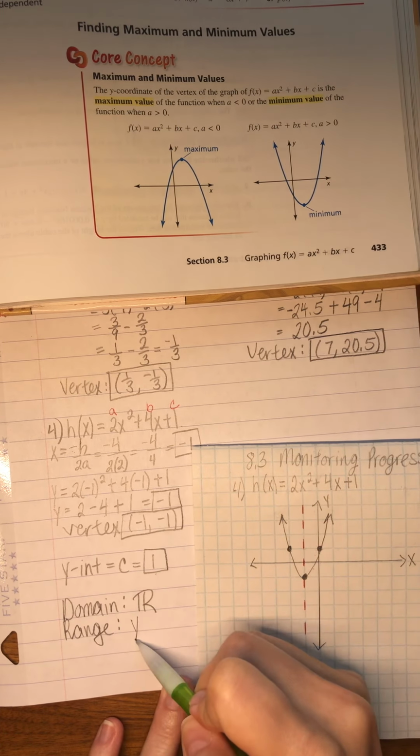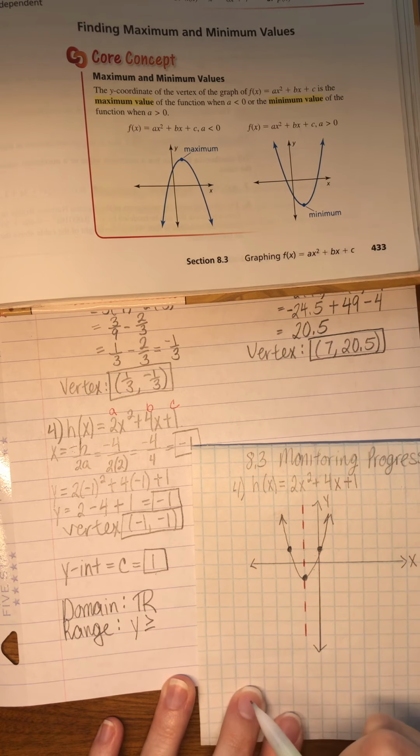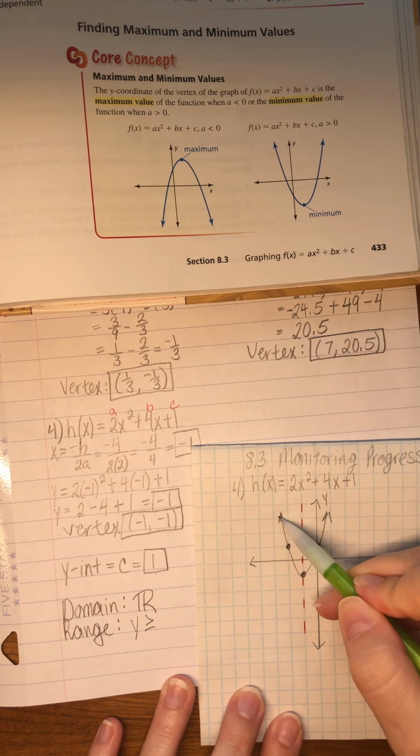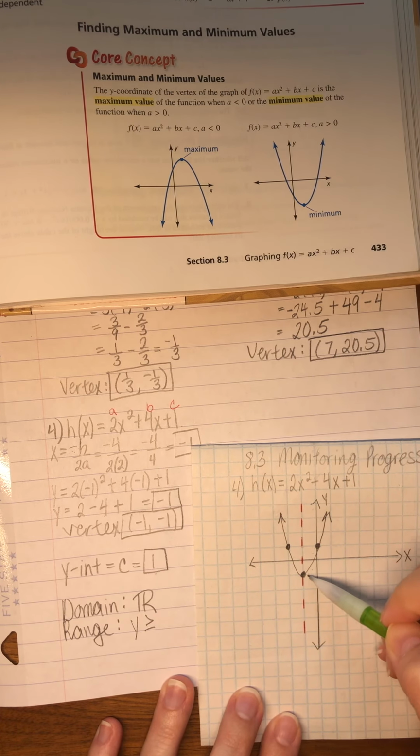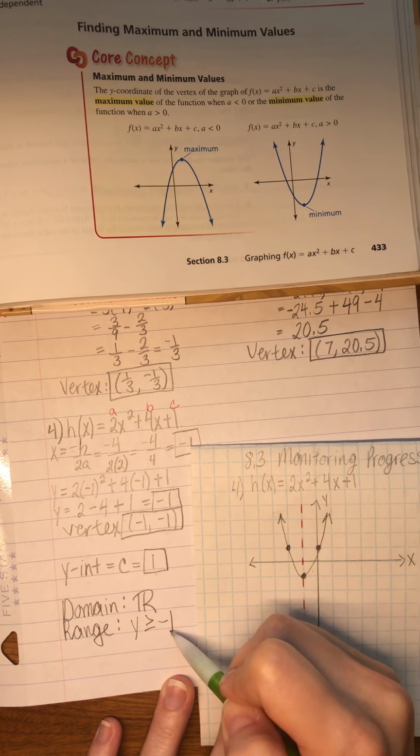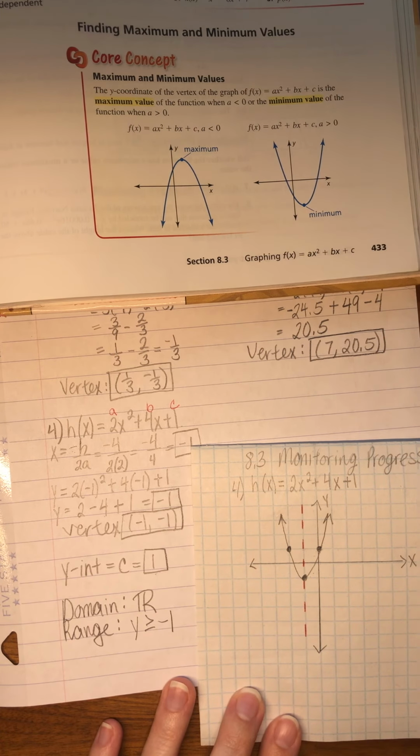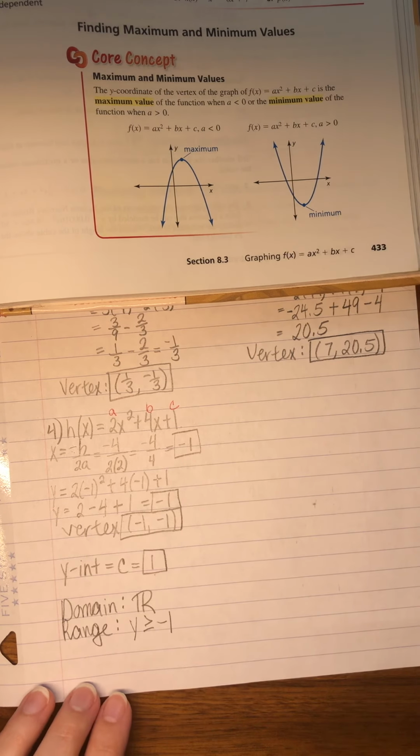So my y is greater than or equal to, because the arrows are pointing up, so greater than or equal to, and then the y of the vertex here is negative 1. So y is greater than or equal to negative 1. Let's do one more of these just to make sure we get the hang of it.